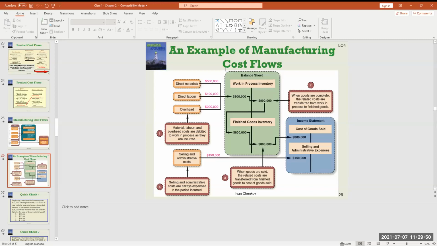So the example here would be direct material goes to raw material, then meets direct labor and overhead in the work in process account. From the work in process account, it moves to the finished goods account. We take the beginning balance minus the ending balance, and that moves to the cost. Once it's sold, it goes to cost of goods sold. Selling and administrative expenses are directly expensed.